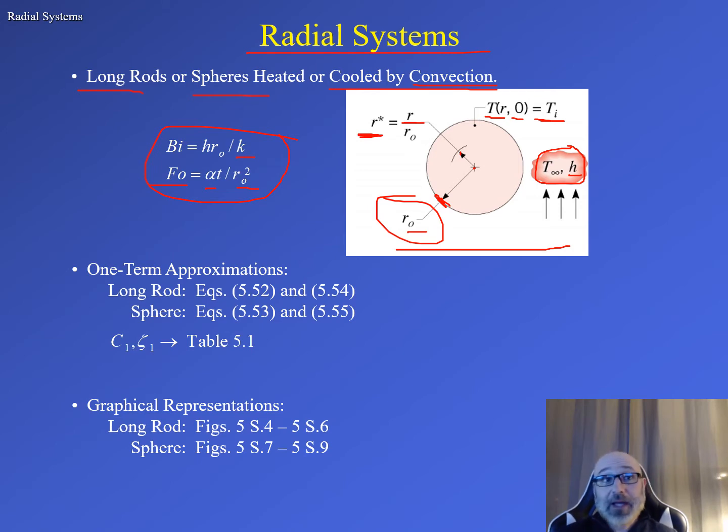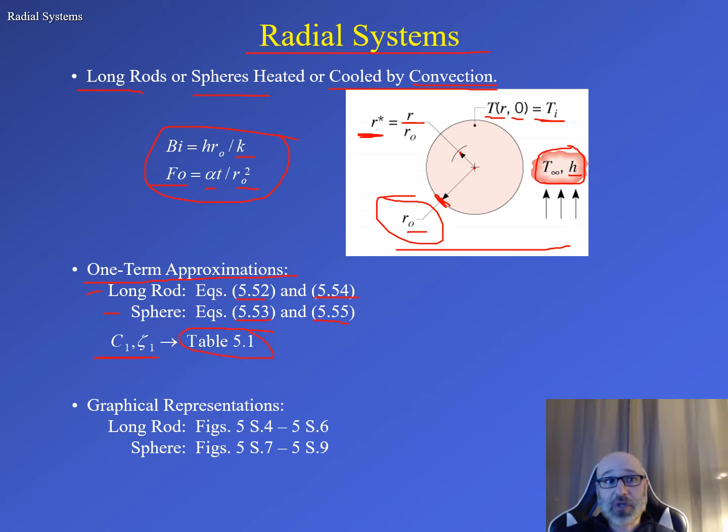Now, if we want to go back and get those similar one-term approximations like we saw with the plane wall, we can look at these separately. Are we dealing with a long rod, or are we dealing with a sphere? If we're looking at a long rod, we can take a look at equations 5.52 and 5.54 in our textbook, whereas if we're dealing with a sphere, we're looking at equations 5.53 and 5.55 back in our textbook. And again, we can find our coefficients and our eigenvalue by looking this up in table 5.1 that we referenced earlier.